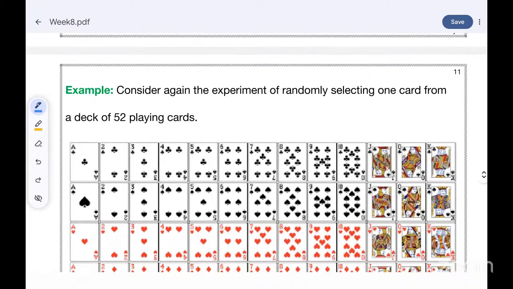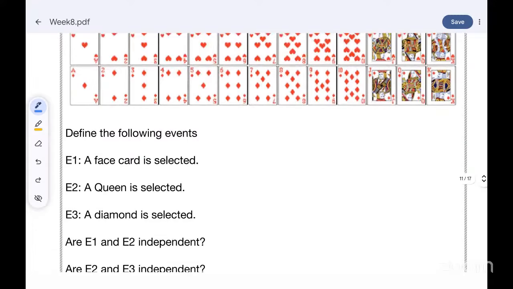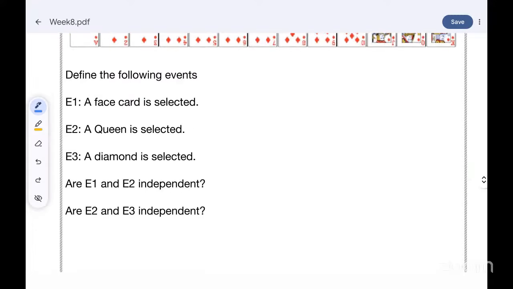So consider again the experiment of randomly selecting one card from a deck of 52 playing cards. So you have all these 52 playing cards. Now the events are defined as follows. E1 is the event of having a face card. What is meant by a face card? Jack, Queen, and King. So these are the face cards. What about queen, how many queens do you know? You have 4 queens, right?